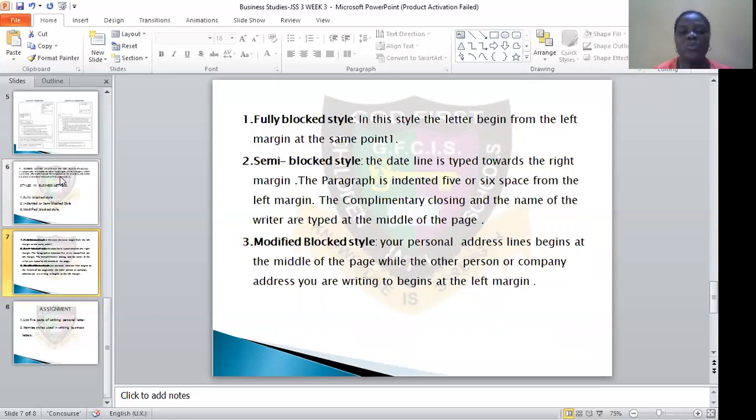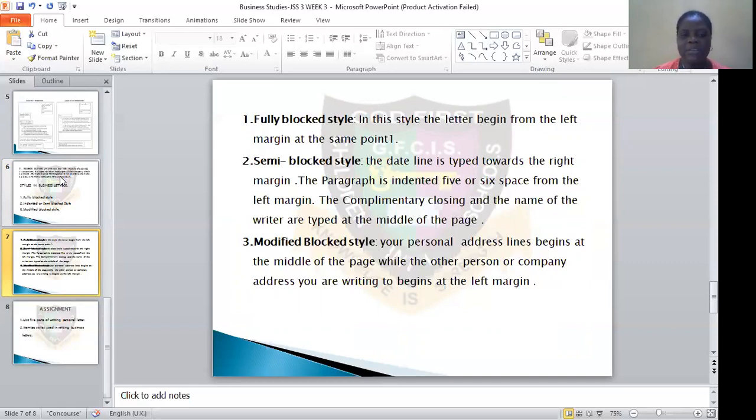Then the second one is the semi-blocked style. In the semi-blocked style, you start writing from the left margin, but you leave 5 or 6 spaces from the left margin, and you continue to type. The complementary closing and the name of the writer are typed at the middle of the page. I hope I'm well understood.